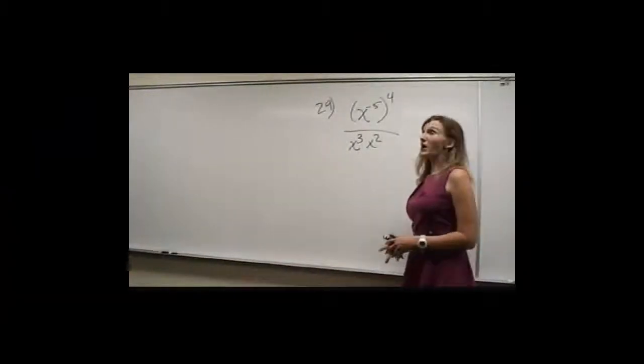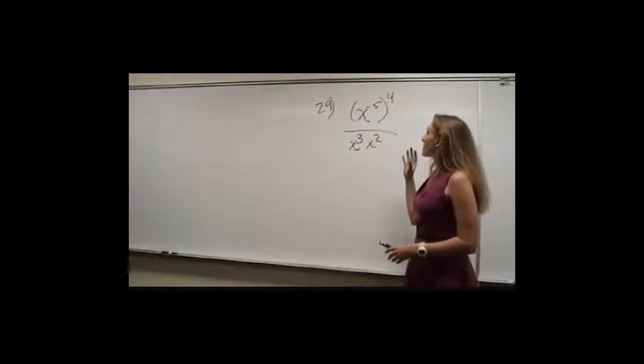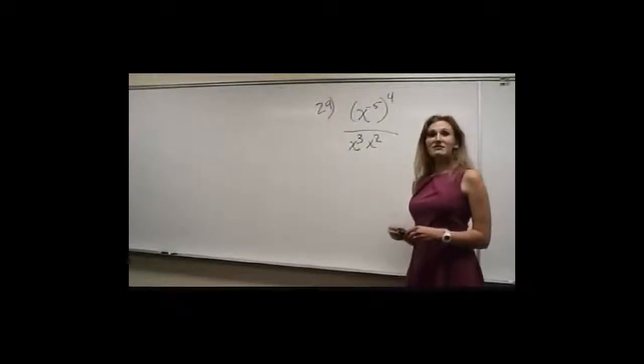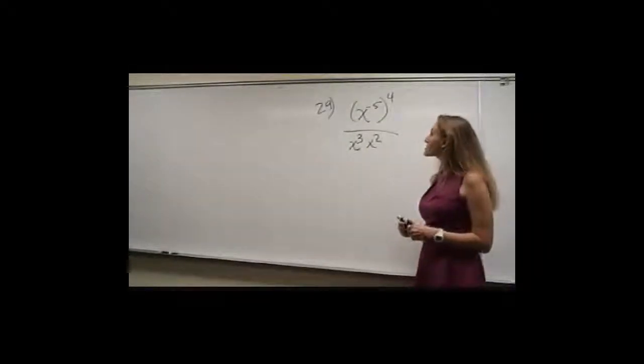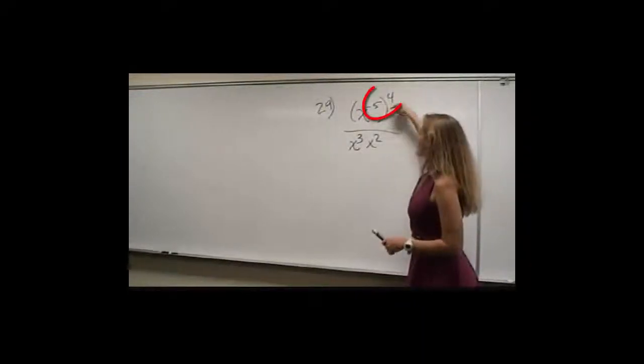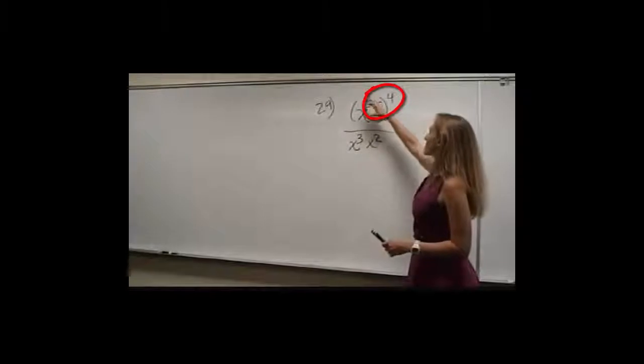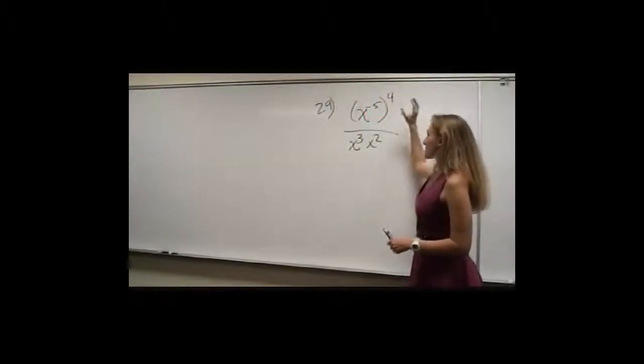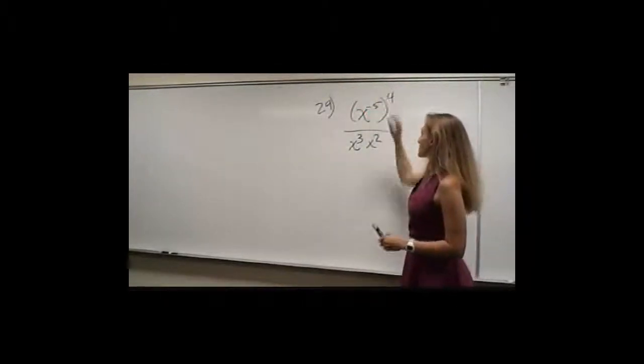Number 29 from your practice packet. Now I have 3 x's. Everything has the same base x, and so I'm going to follow my order of operations. The order of operations, first of all, tells me that I need to simplify these exponents right here. I have an x to the -5th, and it's raised to the 4th power. When I'm talking about exponents, this is where I need to start.